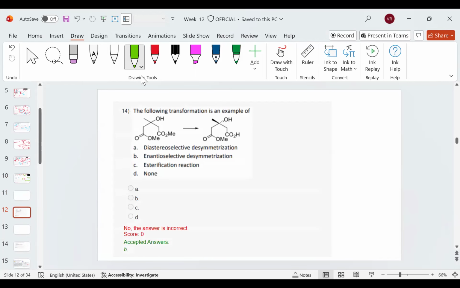If you look here, the following transformation is an example of diastereoselective desymmetrization, enantioselective desymmetrization, esterification reaction, or none. So what is this? The option they have given is option B, which is enantioselective desymmetrization. So in this reaction, what happened?